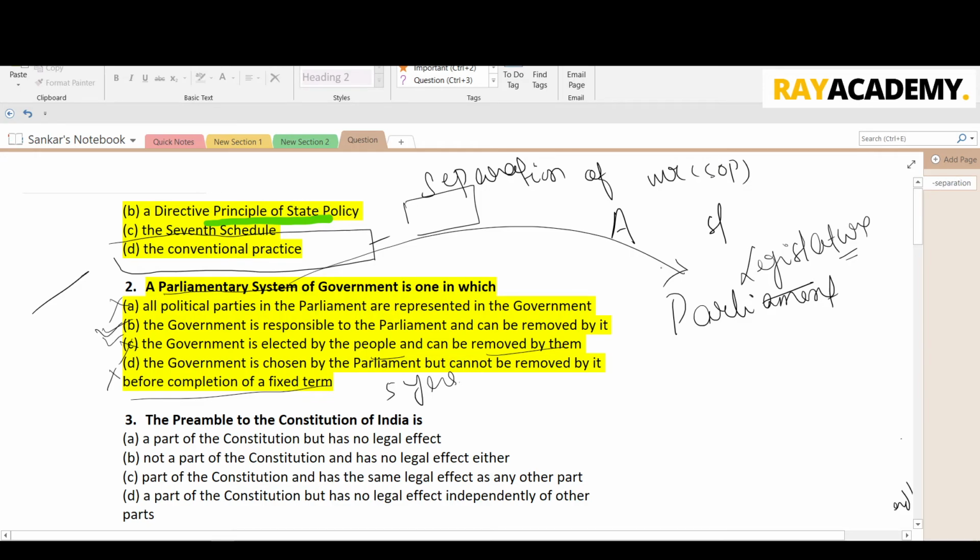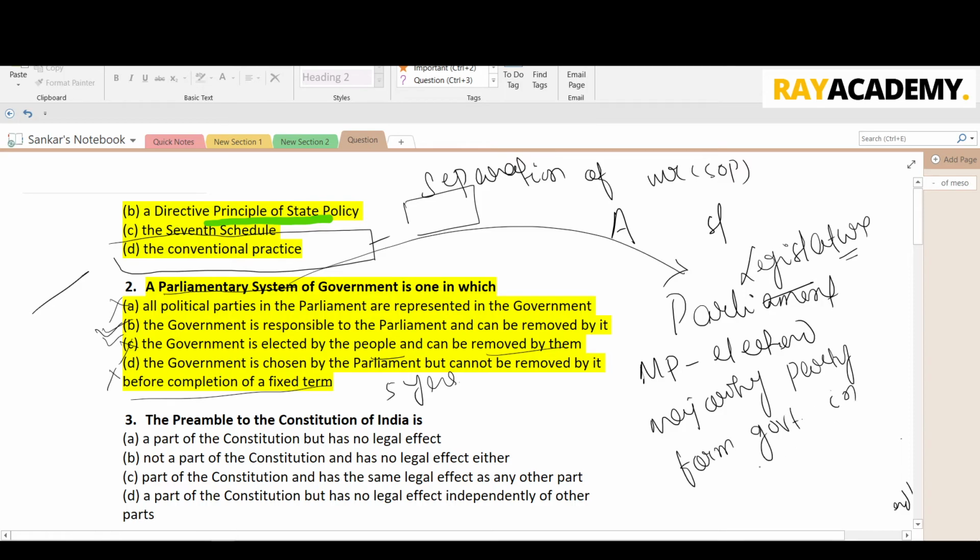Why? Try to understand. You know what the process is? First, the members of parliament will be elected, and the majority party will form government in what? In Lok Sabha, not Rajya Sabha. That means you have to prove majority in Lok Sabha, which means majority of the party. Try to understand. First of all, the government is responsible to parliament. Yes, they are responsible to the parliament because in the parliament they have to prove the majority.